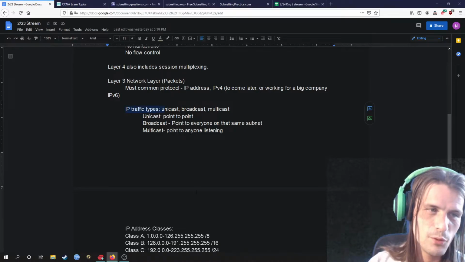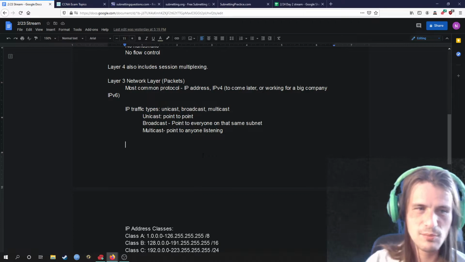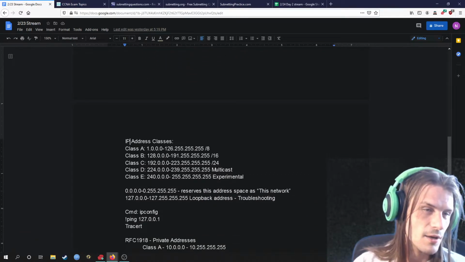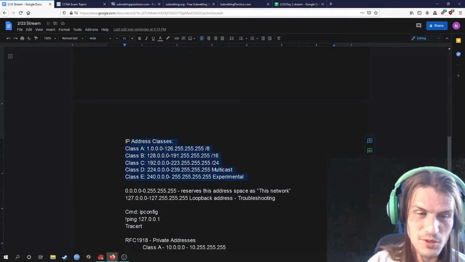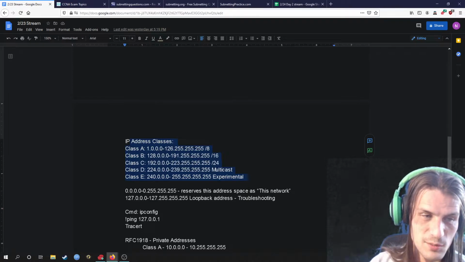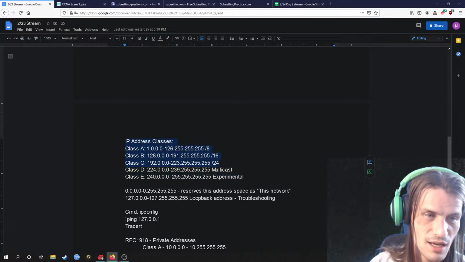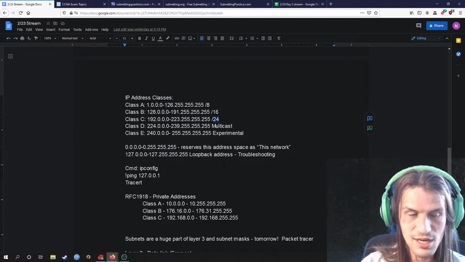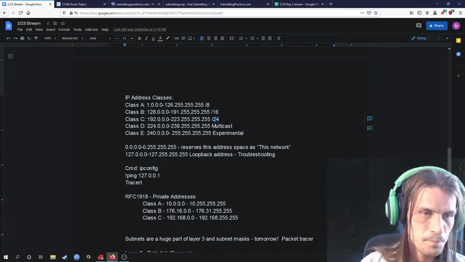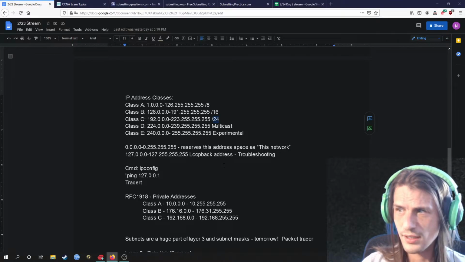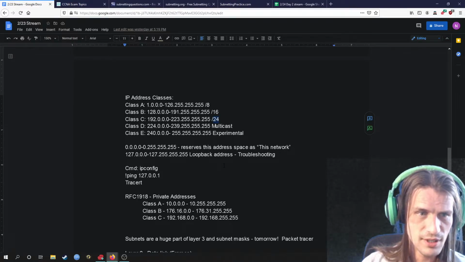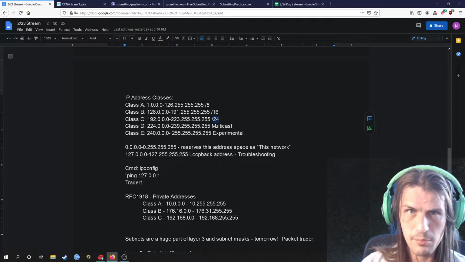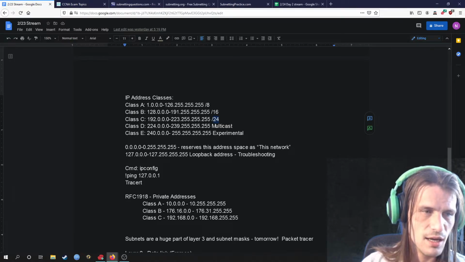So we did have 3 different types of IP traffic: unicast, broadcast, multicast. IP address classes. This is something we're going to cover today a little bit more in depth as we talk about subnets, specifically these /8, /16, /24. This is CIDR notation, but a lot of people just say slash or dash followed by the number. And we'll get into why that shorthand is so prevalent a little bit later, when we talk about mapping networks and things like that.